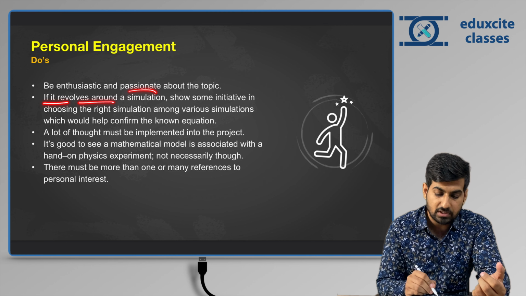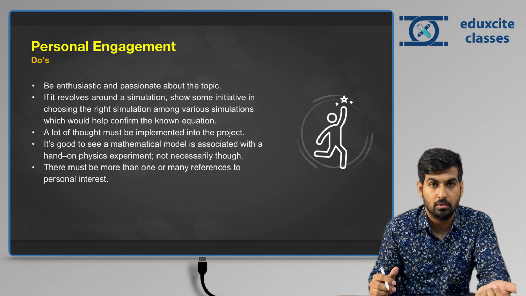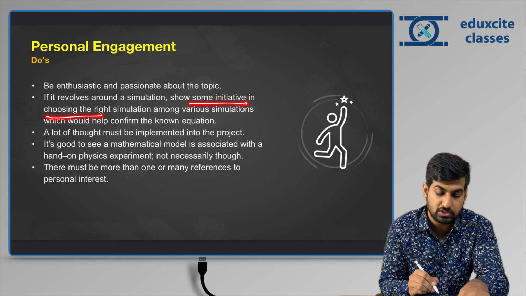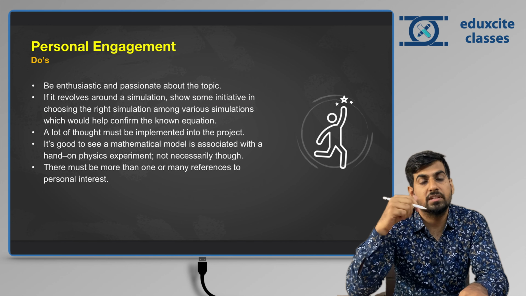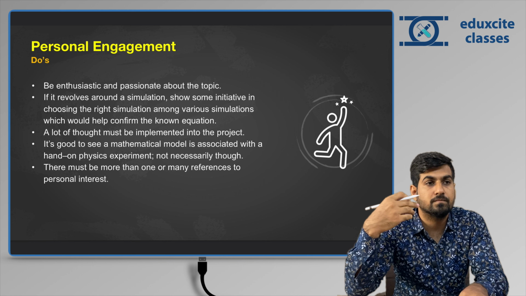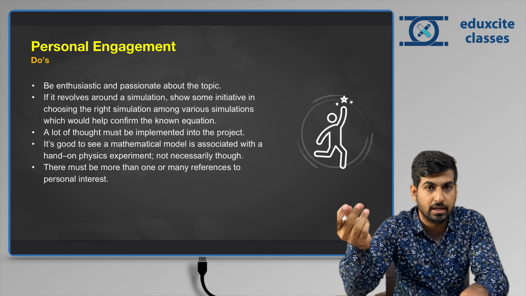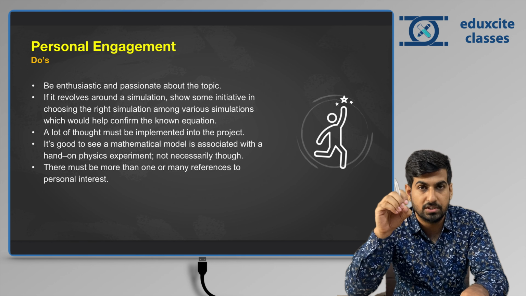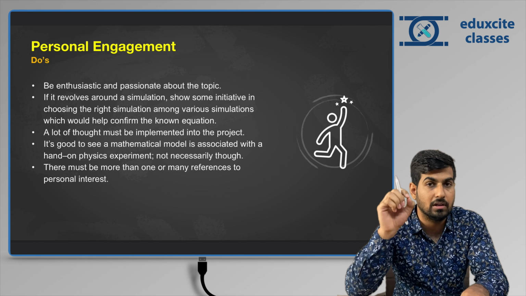If it involves a simulation, now this is very important for those students who are looking for a simulation. If you are using a simulation, you should show some initiative in choosing the right simulation. For a particular investigation, there might be two or three simulations on the same thing available on the net. So how you choose a particular simulation for your research question, you should specify that clearly.